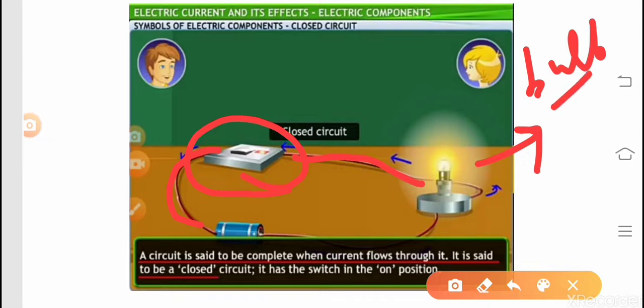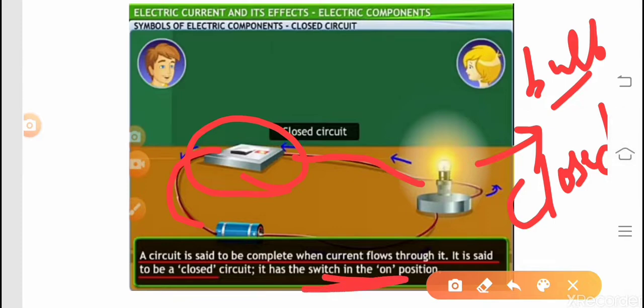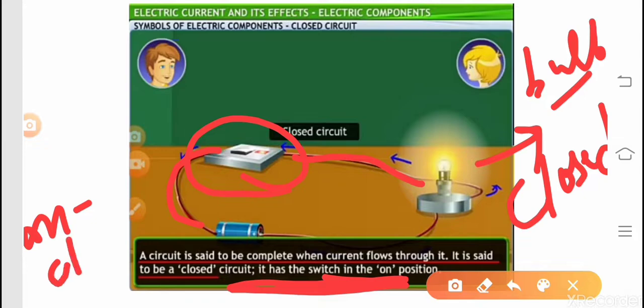So this type of circuit is called a closed circuit or complete circuit, and here the switch is in on position. So you must remember, when the switch is in on position, the circuit is closed and the bulb glows. Whereas on the other hand, if the switch is in off position, the bulb doesn't glow and the circuit is called an incomplete circuit. I'm sure you are clear with these two concepts. These are very important diagrams to draw as well as concepts.